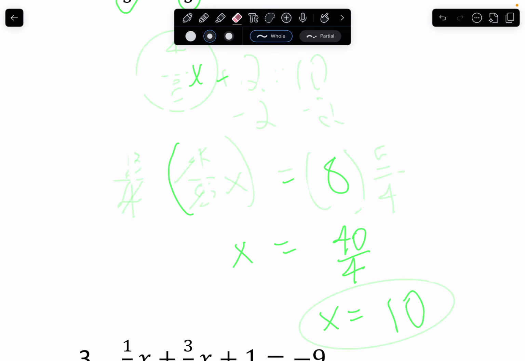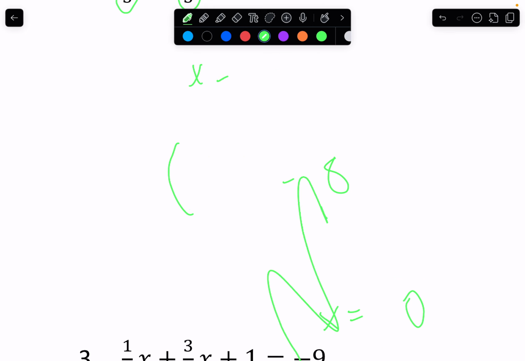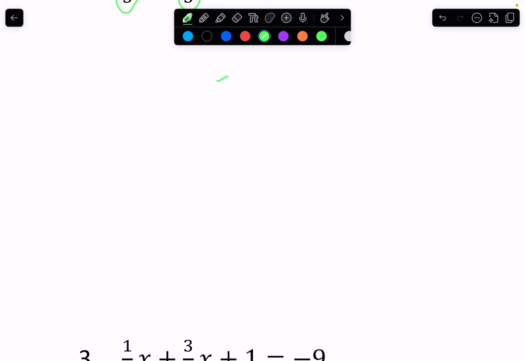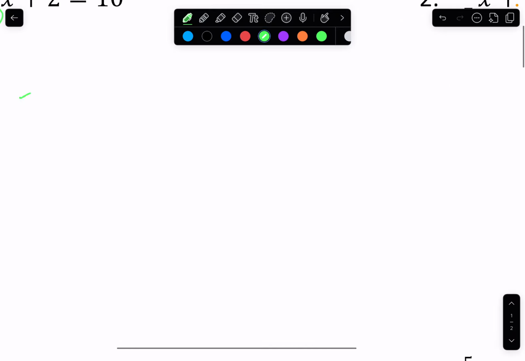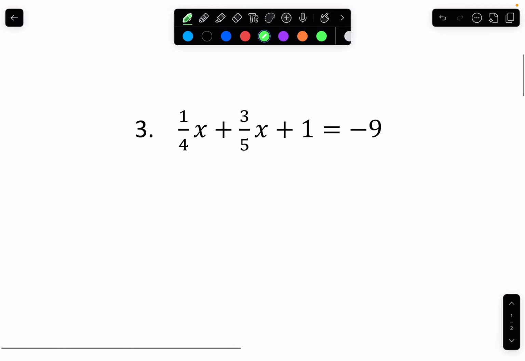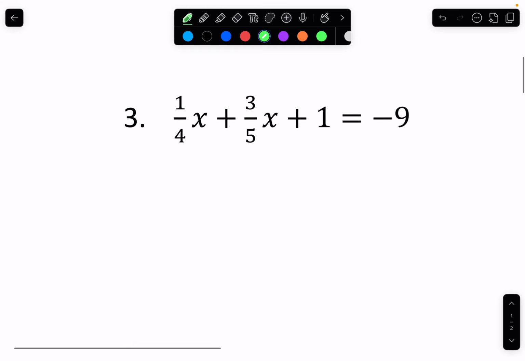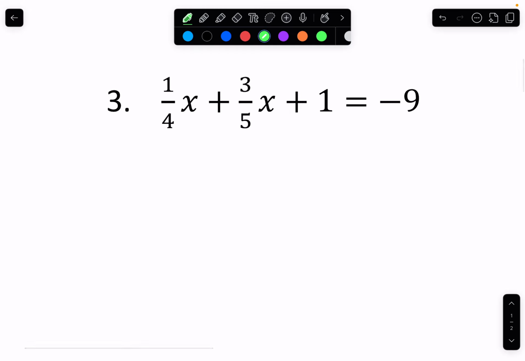If they have the same denominator, it's not too bad. But what happens when I don't have the same denominator, right? Ones like this. I don't really want to have to find common denominators here.